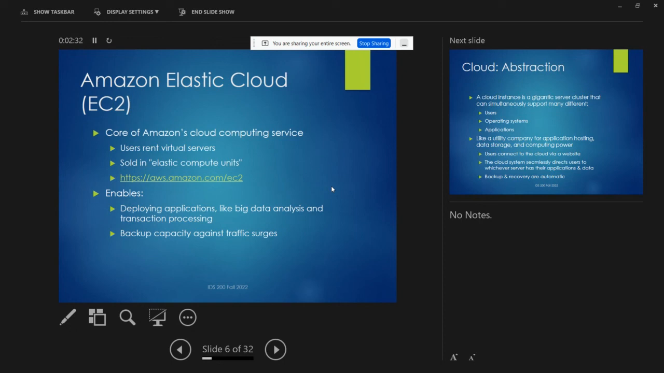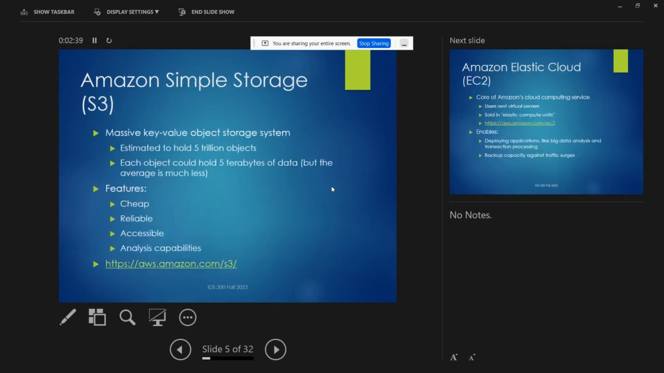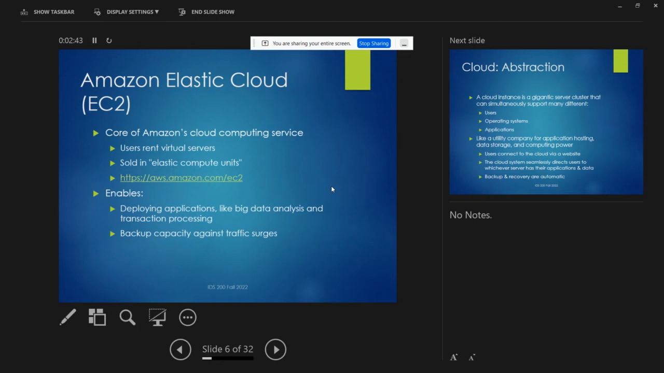The other one, Amazon's Elastic Cloud, or EC2. That's the core of what's called Amazon's cloud computing service, right? So Simple Storage is basically storage and analytics. It's still in the cloud, but Elastic Cloud is essentially when you're running applications in the cloud. So for example, if you want to do your transaction processing through Amazon, right, you set up some web front end through Amazon, and then you handle your transactions through there. Or if you have a lot of analytics you want to run or other applications you want to host, you can do that through Amazon too.